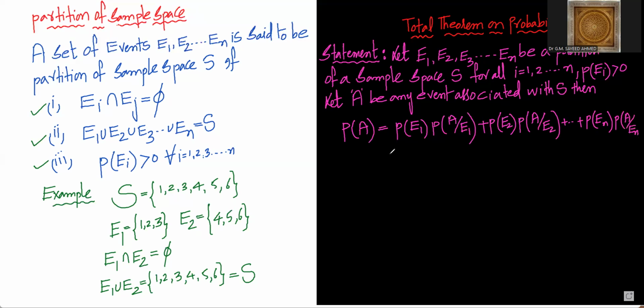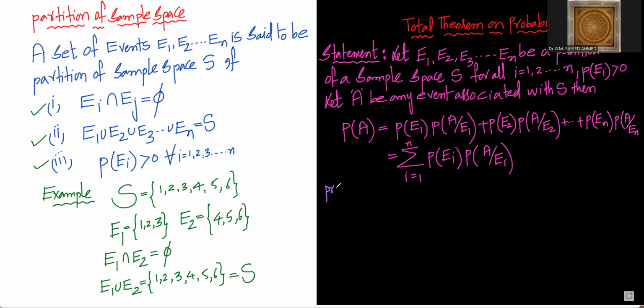Or this one we can write in a summation form also: sum over i equals 1 to n of probability of Ei into probability of A given Ei, which is called the statement of this theorem. Proof is very easy. Proof is not difficult.